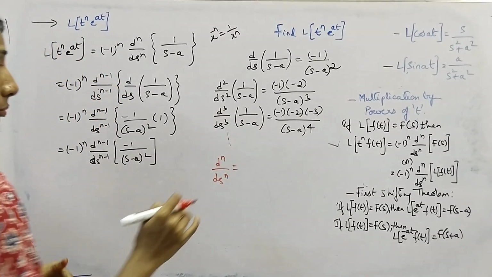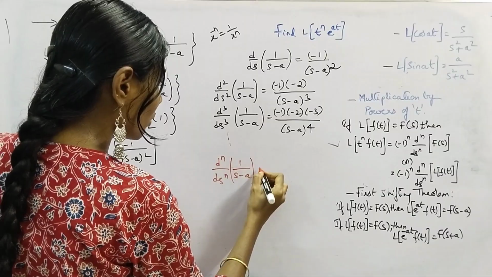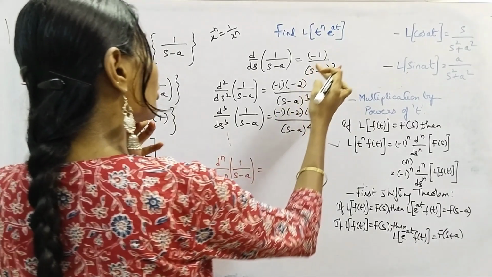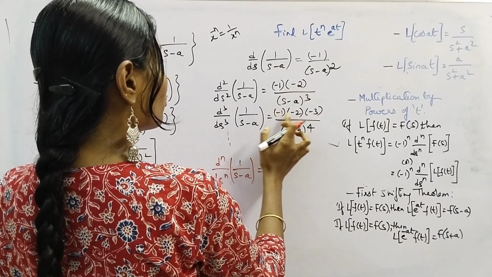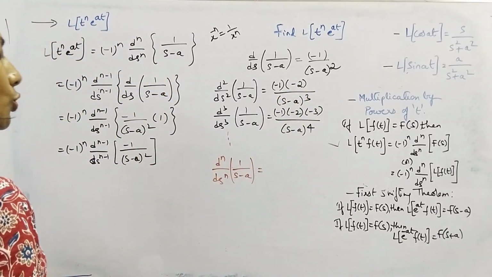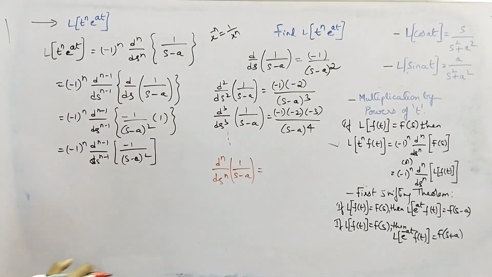Now we have to use our brain. The nth derivative of 1 by s minus a equals, see, in the first derivative you have minus 1, in the second derivative you have minus 1 into minus 2, in the third derivative you have minus 1 into minus 2 into minus 3. What shows this? In the nth derivative we may have minus 1 into minus 2 into minus 3 into so on into minus n, right? Am I right? Think. So I think you got something here.